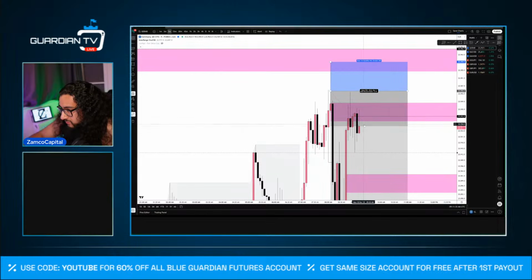Come on, can this 5 minute flip bearish, break its own low and break the previous wick low? That would be good.